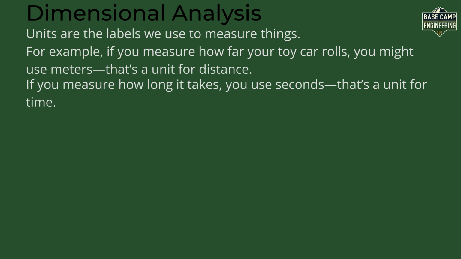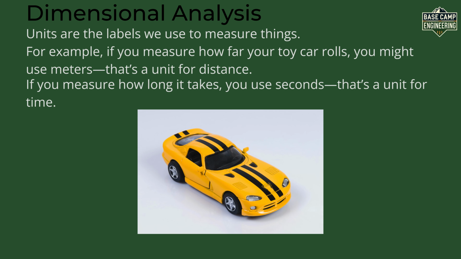Let's say you want to find the speed of your toy car. Speed is how far something goes in a certain amount of time. So the formula is speed equals distance divided by time. The units for speed should be distance units divided by time units, like meters per second. If your units don't match up, your answers won't make sense.